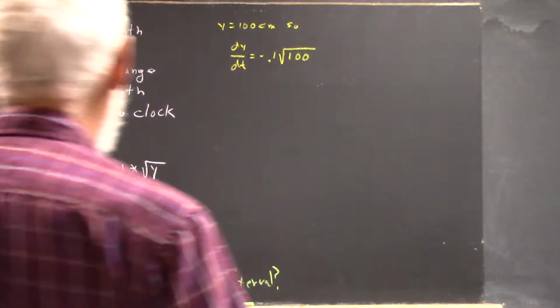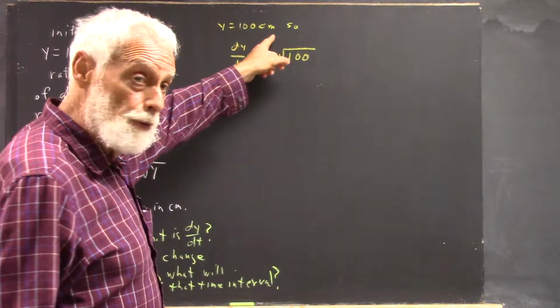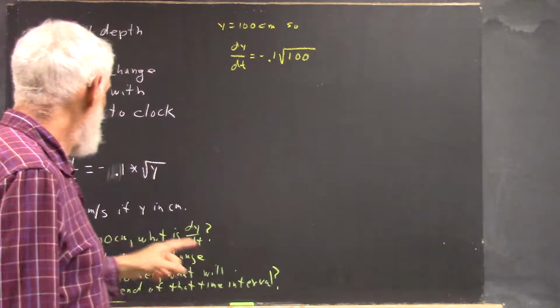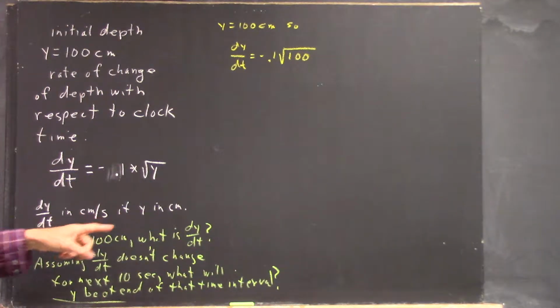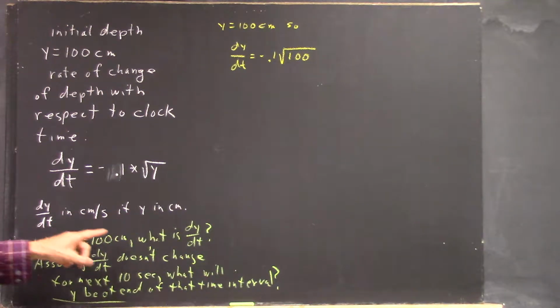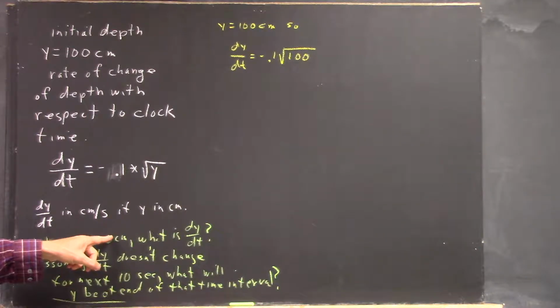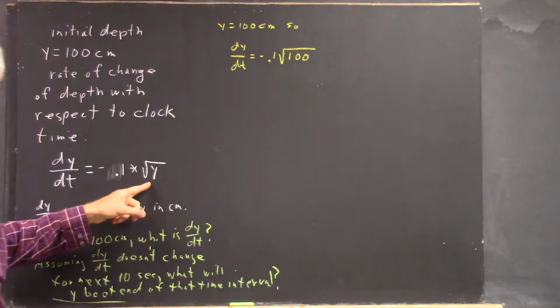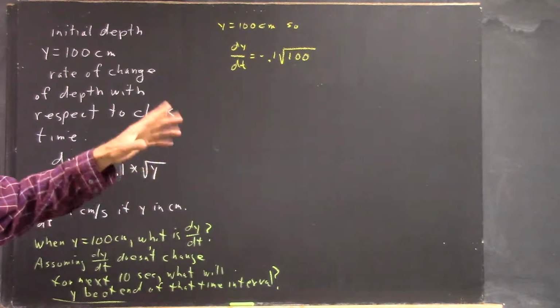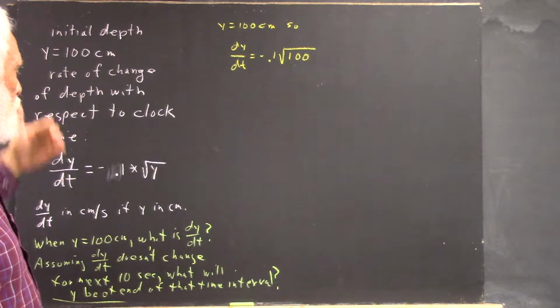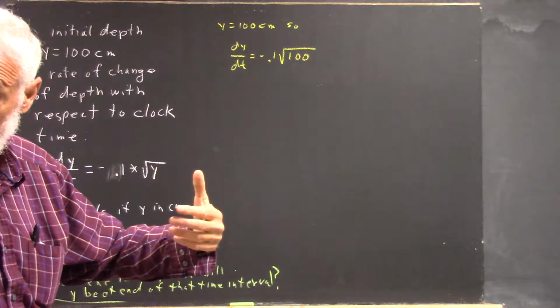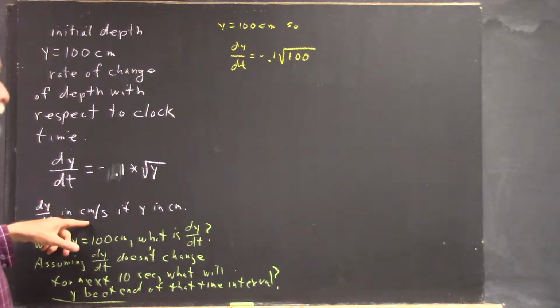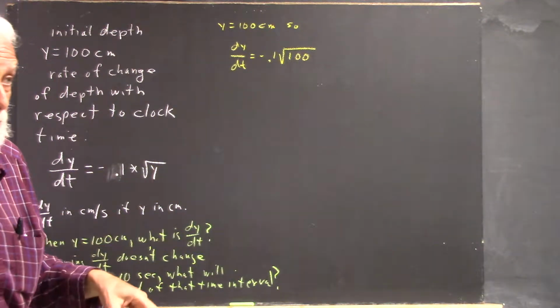Okay, so using the information we have, y is 100 centimeters. This says that if y is in centimeters, dy dt will be in centimeters per second. So, in centimeters, y is 100, so that's what I put in the square root. I don't put in the centimeters because y is understood to be in centimeters. And now dy dt has to be in centimeters per second.